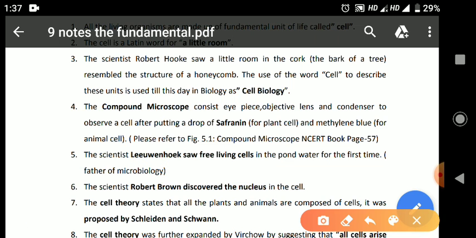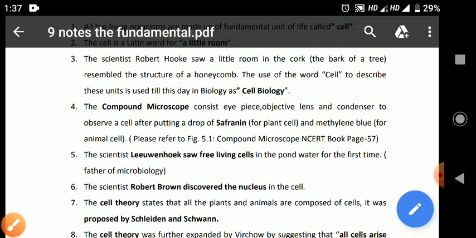Right? Robert Brown. The scientist Robert Brown in 1831 discovered the nucleus. Leeuwenhoek in 1674, and scientist Robert Brown discovered the cell nucleus. So a long time, because of the microscope.